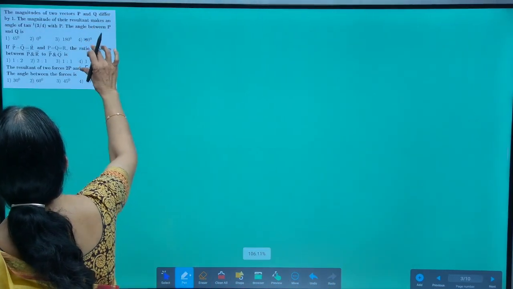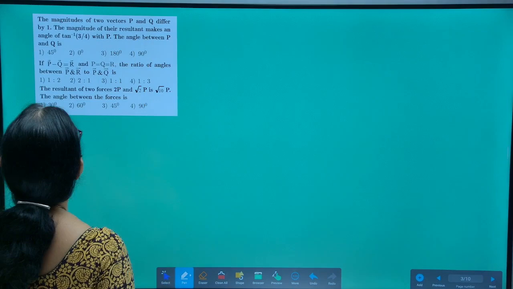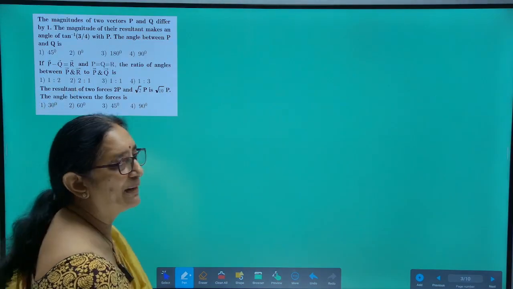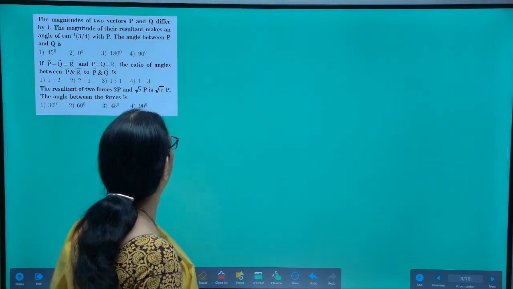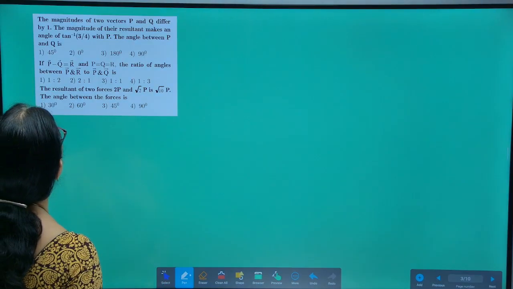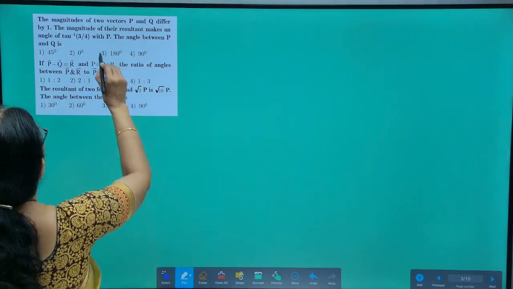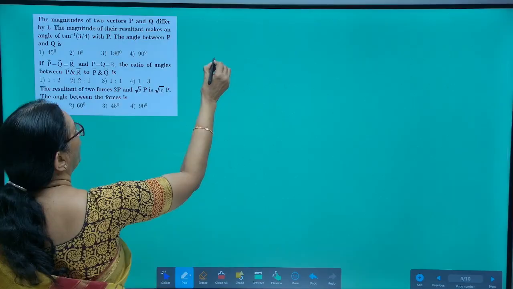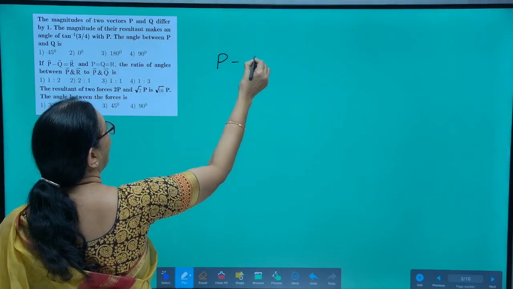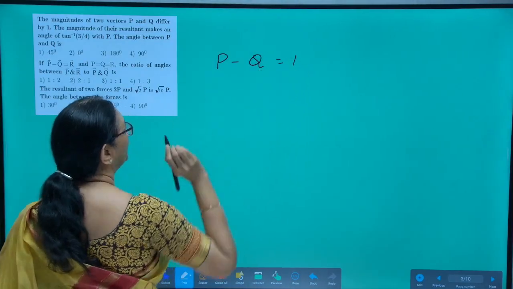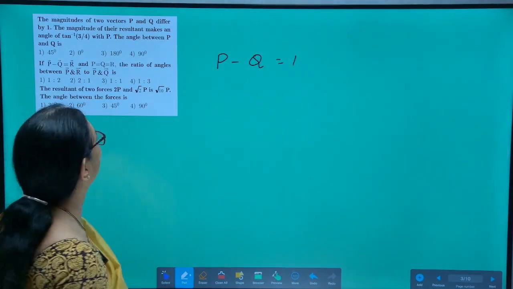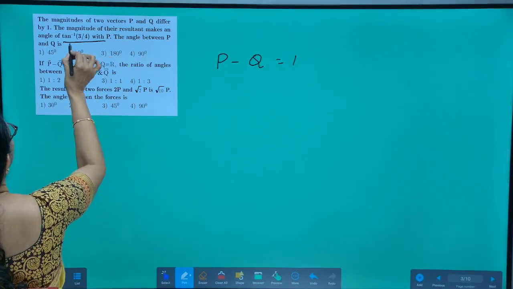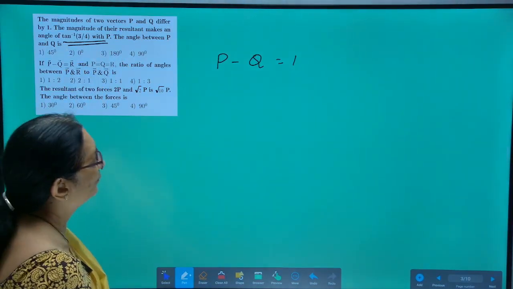See here, the magnitudes of two vectors differ by 1. The magnitude of their resultant makes an angle tan inverse 3 by 4 with P. We need the angle between P and Q. The magnitude of two vectors P and Q differ by 1, that is P minus Q is equal to 1. That is one statement given. The magnitude of their resultant makes an angle tan inverse 3 by 4 with P.